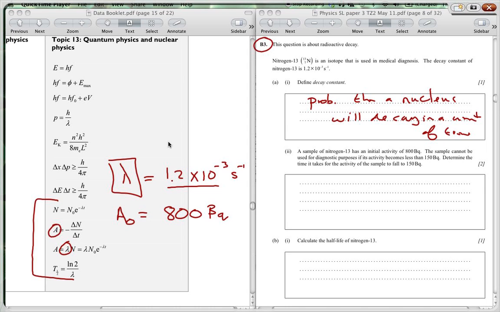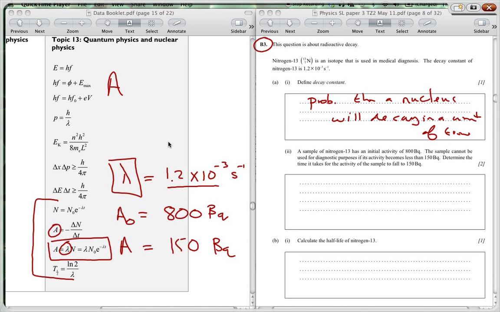The sample cannot be used for diagnosis purposes if its activity becomes less than 150 Becquerel. Determine the time it takes for the activity of the sample to fall to 150. So your initial activity is 800, and then your final activity is equal to 150. So over a period of time, it's going to fall to the point where it's going to be 150 decays per second. Now we're actually going to be using this formula over here, and I'm just going to explain it in a little bit more detail. Let me just write it up over here.